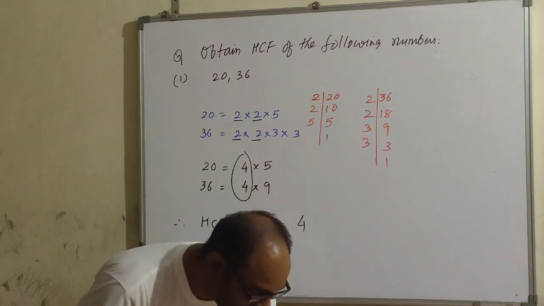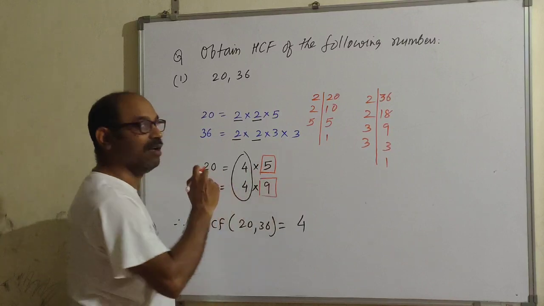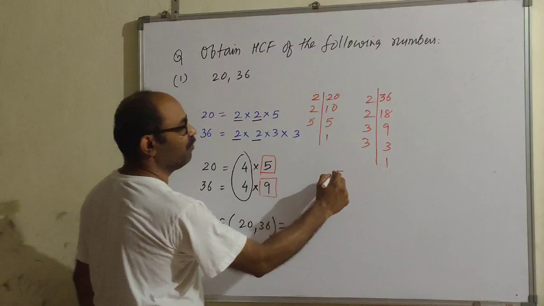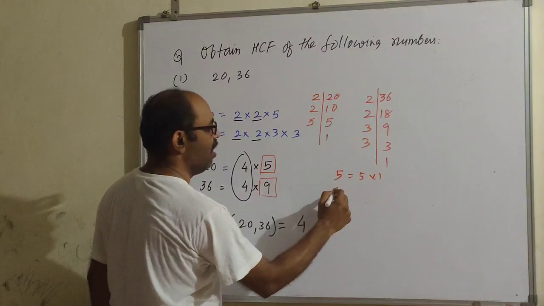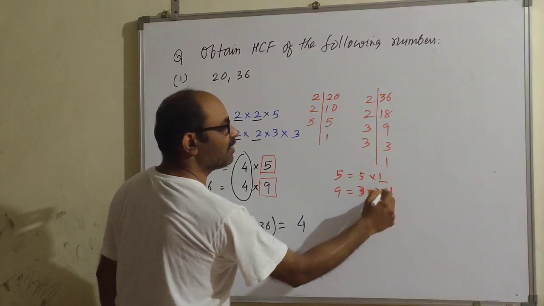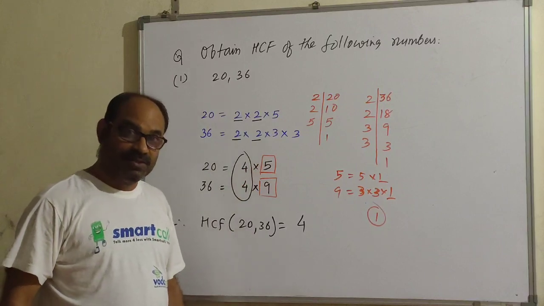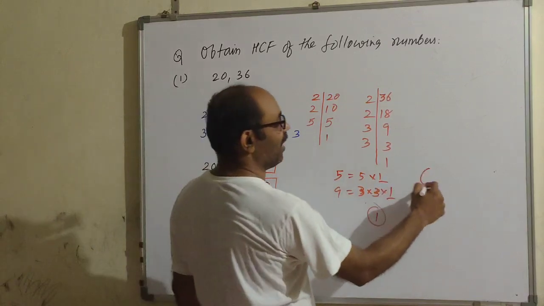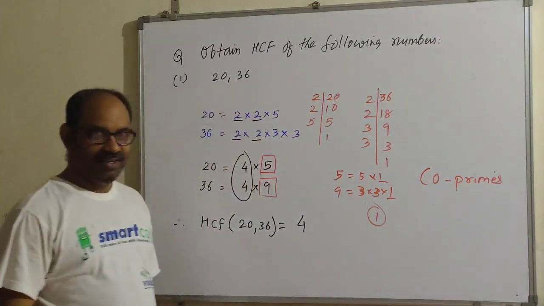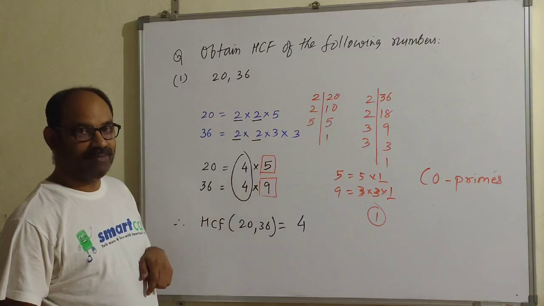And observe here, what is HCF of these two other factors of 20 and 36? If you find HCF, it is 5 into 1, and 9, it is 3 into 3 into 1. Correct? So HCF is 1. When HCF of any two numbers is 1, they are called co-primes. They are called co-primes. Alright? So 5 and 9, they are co-primes.